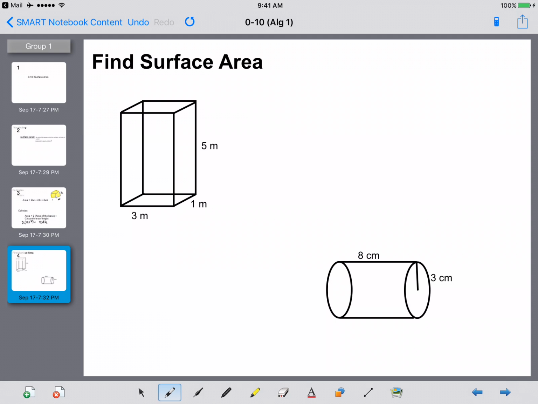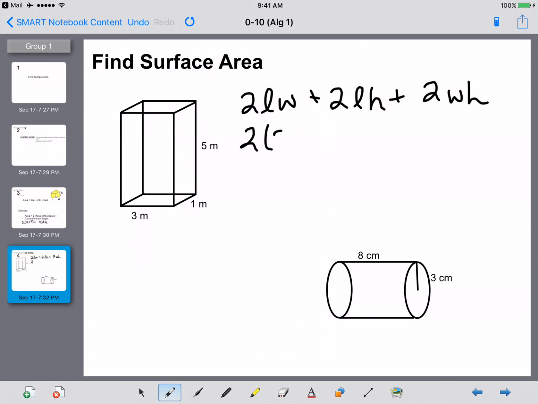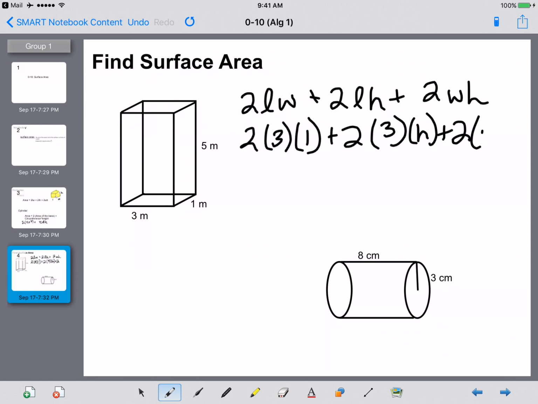So we're going to put those formulas into action here. Find our surface area. This is a rectangular prism, so it's 2 times the length times the width, plus 2 times the length times the height, plus 2 times the width times the height. So our length and our width is 2 times 3 times 1, plus 2 times our length is 3, our height is 5, plus 2 times our width is 1, and our height is 5.